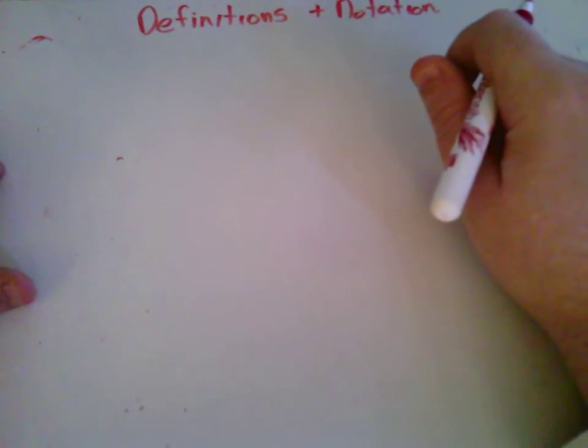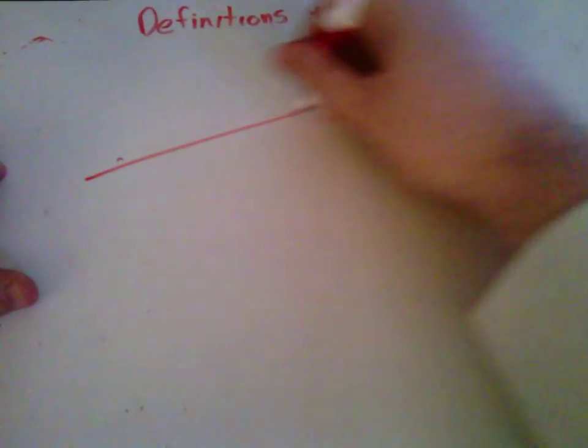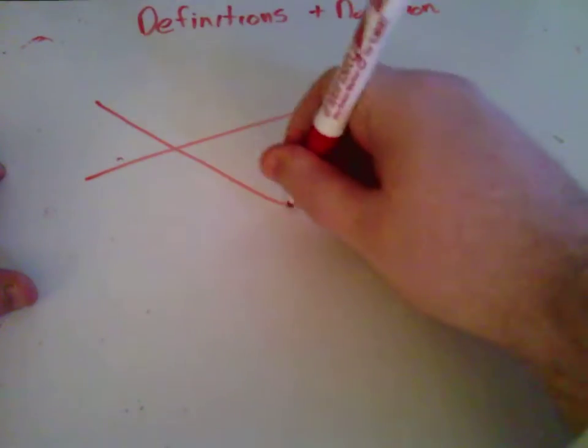Let's talk about angles. Let's say we have two lines that are not the same line, and they fall upon each other.